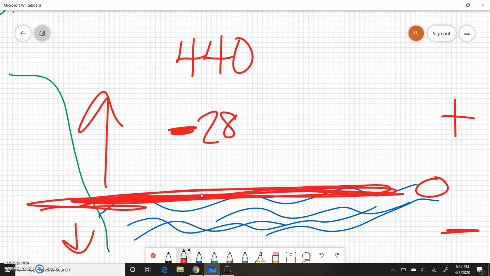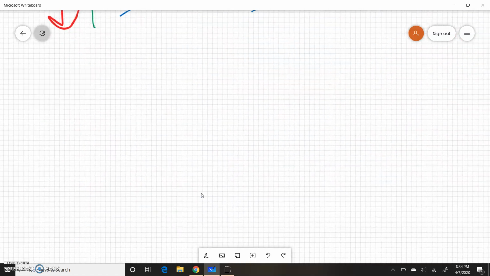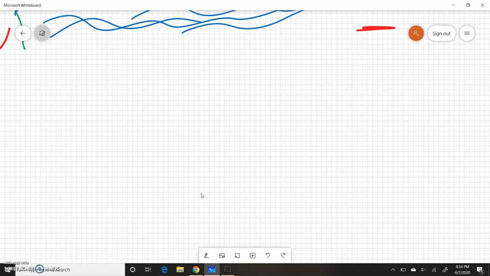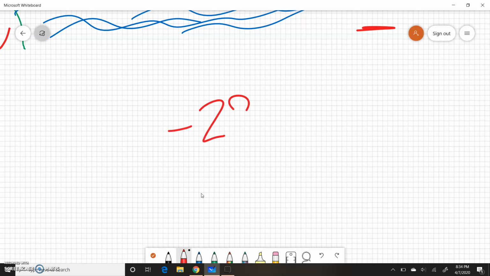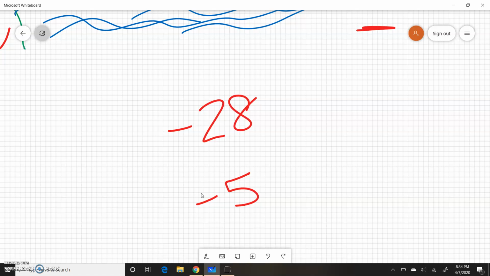Another way you can think about integers is with money. So if you owe somebody money, you are in debt or you're below, it'd be negative. So if I owed my cousin Emily $28, I'd be -28. If I owed her $5, I'd be $5 in debt, or a -$5 to her. I think that about covers what today's lesson will be over, and the idea of introducing integers.